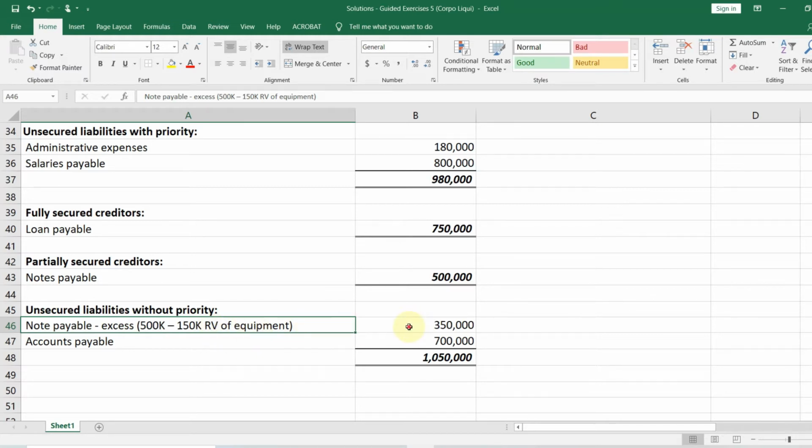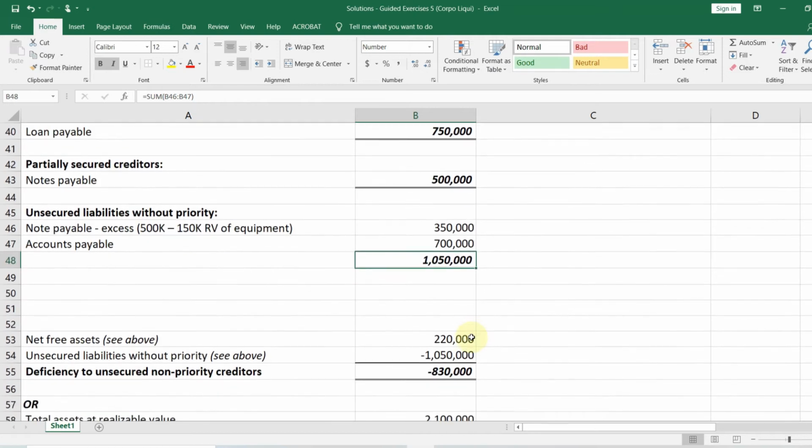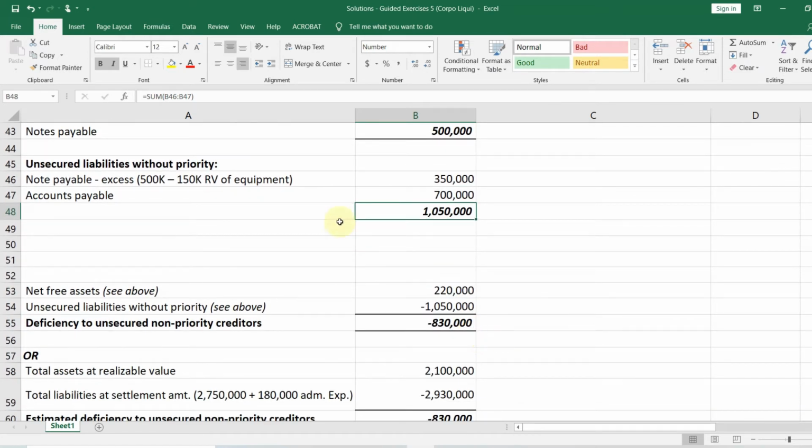You'll get the unsecured part na 350,000, and then the rest naman, ang natira na lang na unsecured or the liabilities na wala naka-pledge sa kanya or it is not mandated by law is the accounts payable. Okay, so 350 plus 700, you'll get 1050. Okay, so pwede na tayo mag-compute for estimated deficiency.